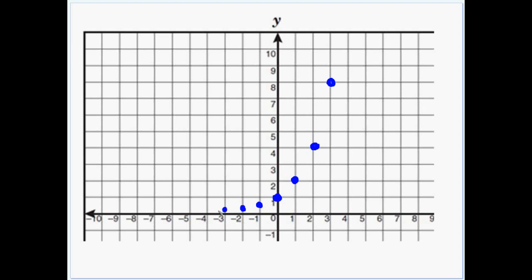Notice we're getting very, very close to the x-axis. The farther out we go to the left, the closer we'll get, but we're never, ever going to touch the x-axis. So I'm going to fill these in. That's pretty darn good. All right. So that is 2 to the x.